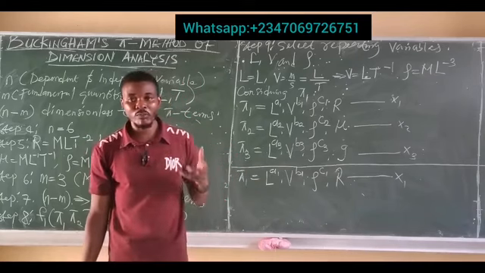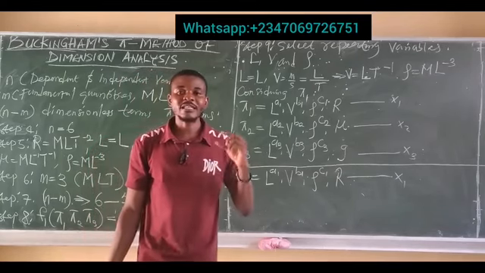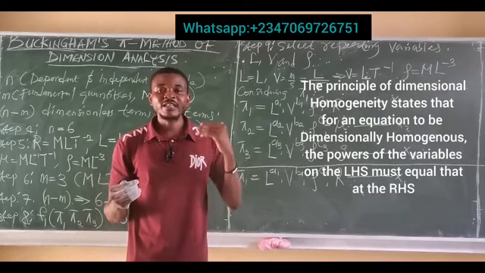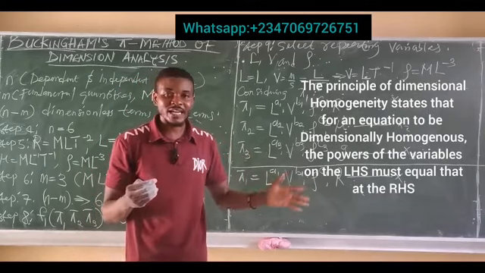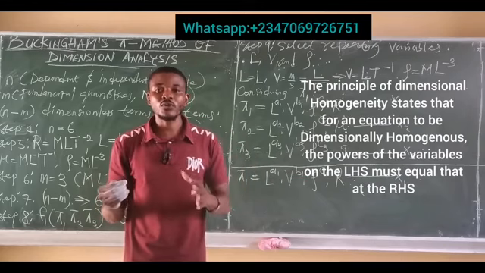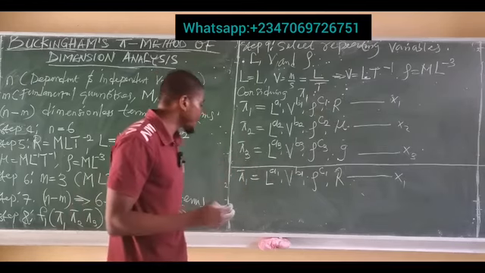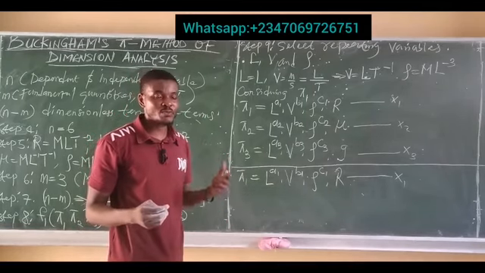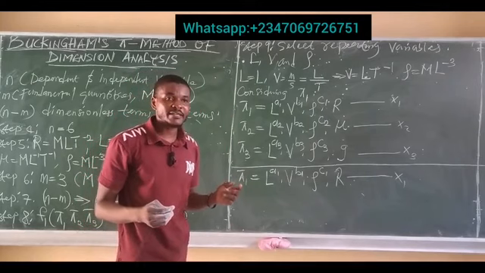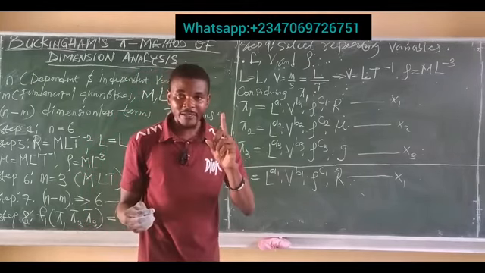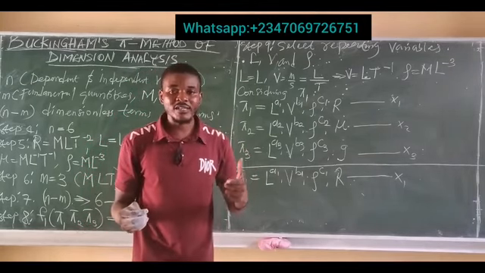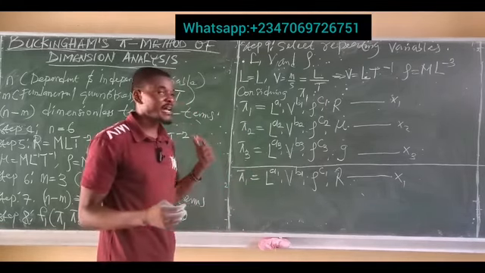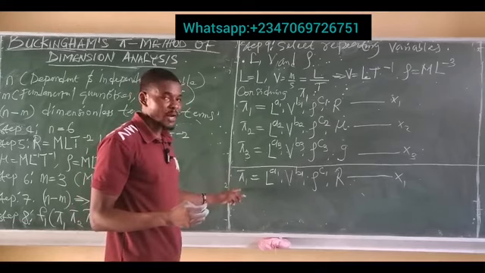What is the principle of dimensional homogeneity? It simply states that for a physical quantity or for an equation to be dimensionally homogeneous, the power of the variables on the left-hand side must be equal to the power of the variables on the right-hand side. Now, you agree with me that pi is a constant and every constant is dimensionless, which means you cannot dimension them. The dimension of every constant is always taken as 1. So pi here simply can stand as 1. But how else can you write 1?